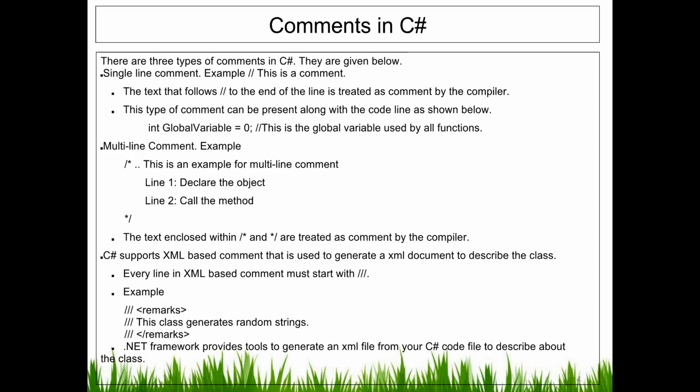One is a single line comment, which can start anywhere in the line, even if that line has code, with a double forward slash, and whatever follows the double slash till the end of the line is treated as a comment. And the compiler will ignore it. So after the 2 forward slashes, if you have any text, that is a comment. So you can see an example where when I define a variable, I explain what that variable is used for.